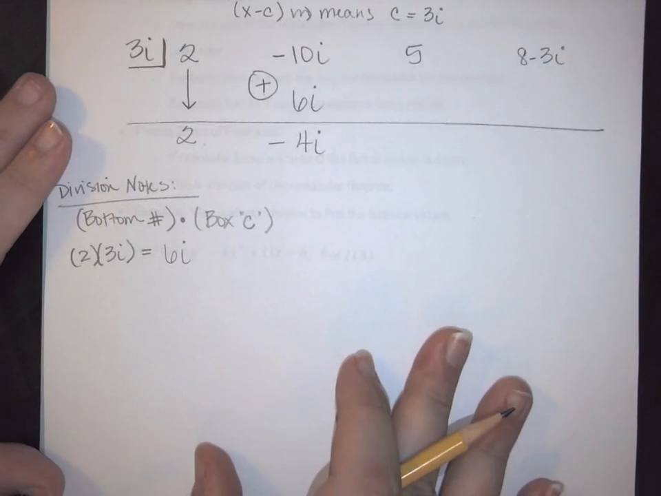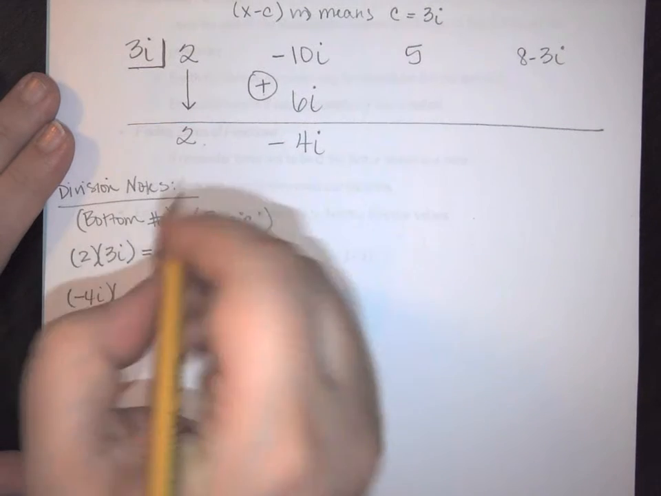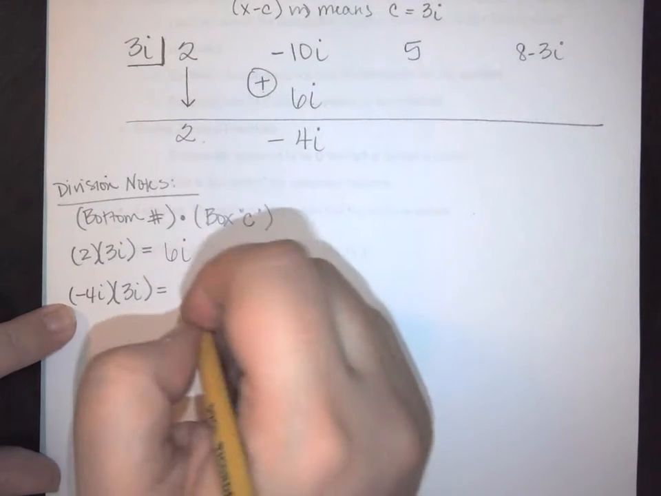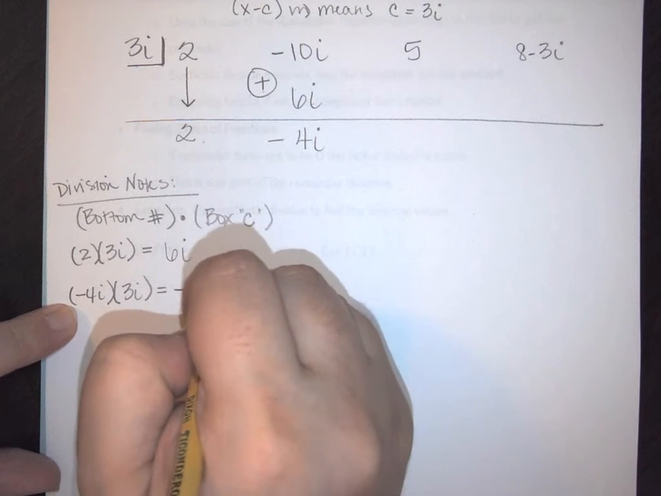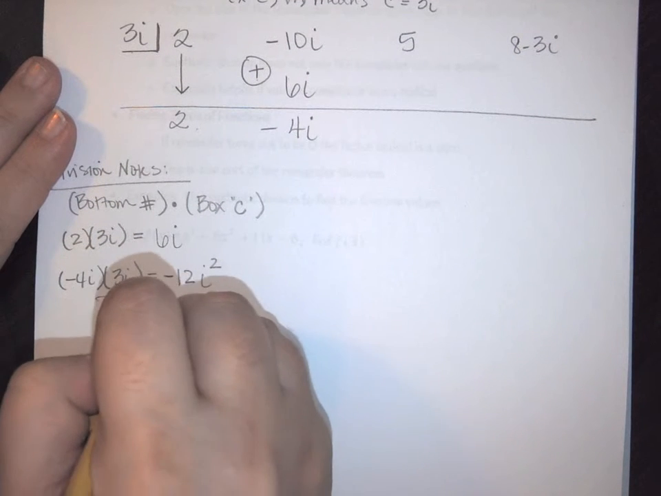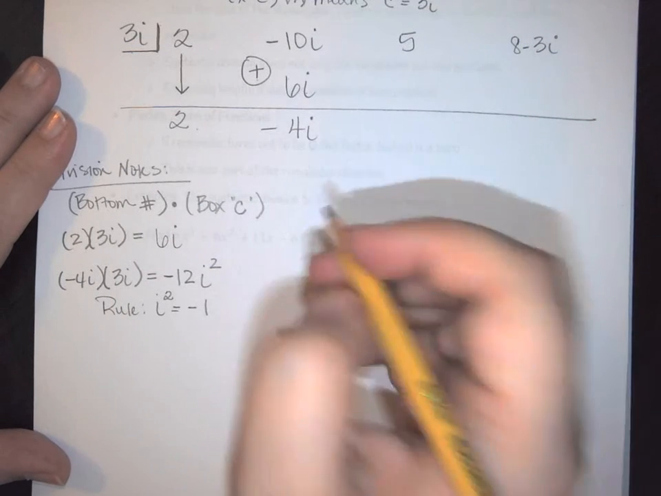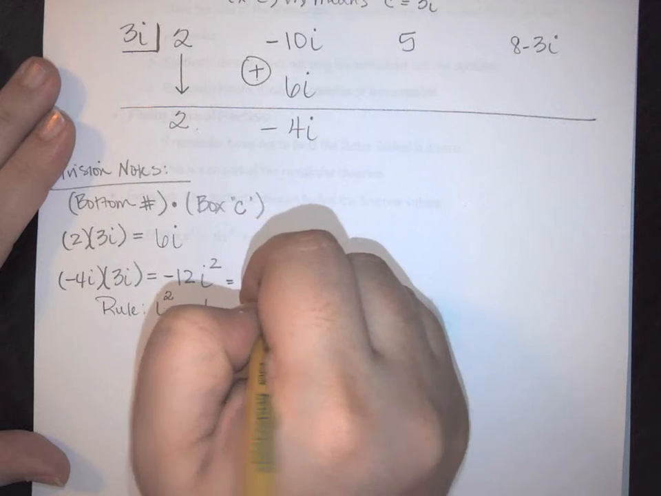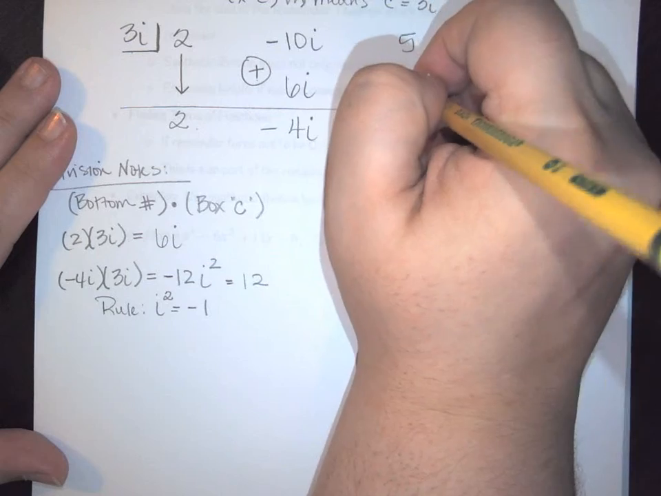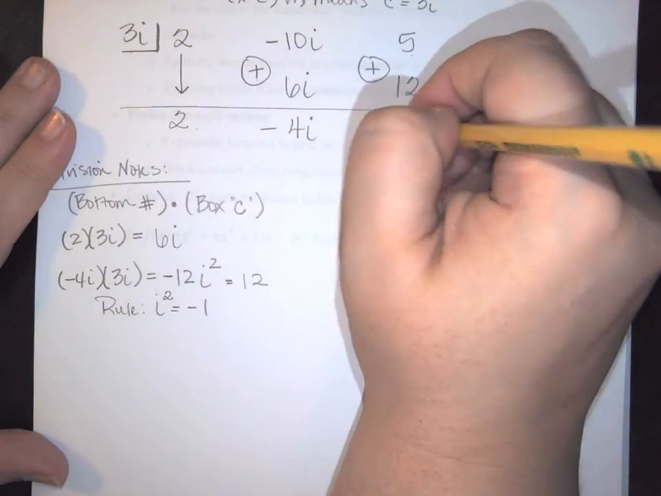Now we need to do it again. So here, bottom, so a negative 4i times the box, 3i, is going to give me, so negative 4 times 3 is a negative 12, i times i is i squared. We need to remember that we have a fun little rule that says i squared is the same as negative 1. So negative 12 times negative 1 is going to give me 12 as a result. So that's what goes here. This becomes a 12. Again, I need to add these together. 5 plus 12 gives me 17.